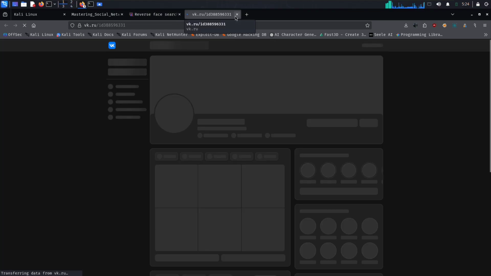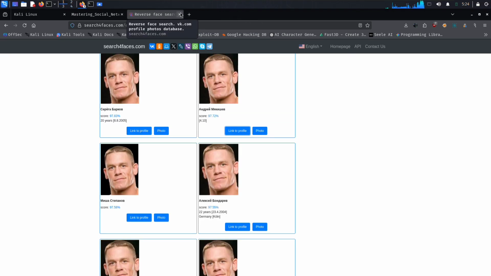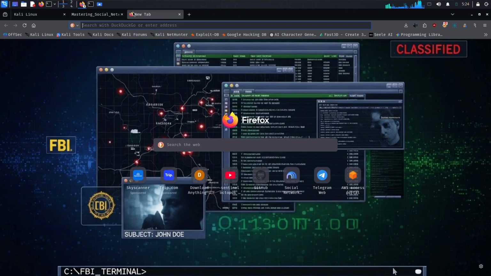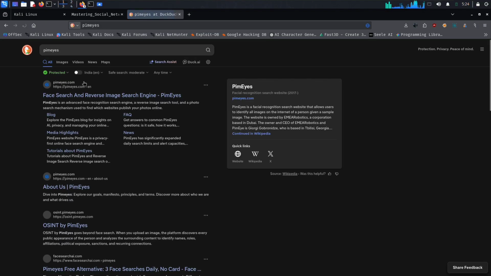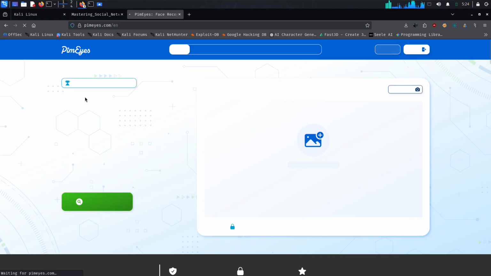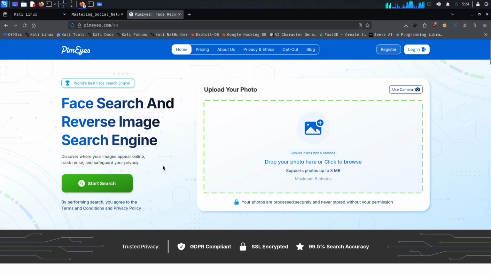PimEyes. The next service is PimEyes. PimEyes is another reverse image and face search service that can be used to discover publicly available web pages containing similar or matching facial images. The general concept is similar: image, search, potential matches, manual verification. Again, treat the results as leads rather than confirmed identities.